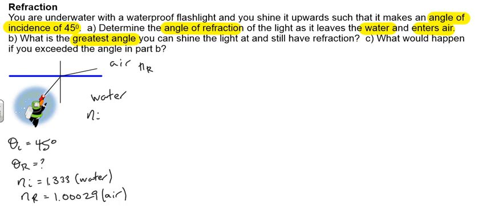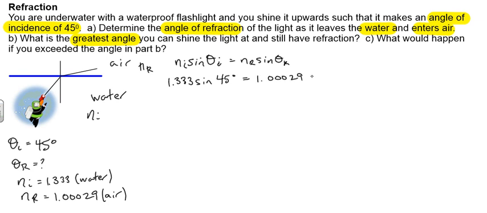So this is the refraction question. For refraction, we've been using the same formula all along, so let's pick this one out. If you don't remember it, look at your formula page. It is Ni sine theta i equals Nr sine theta r. I'm going to put my numbers in now. So I've got water, 1.333 sine of 45 degrees equals air, which is 1.00029, sine of the angle of refraction.